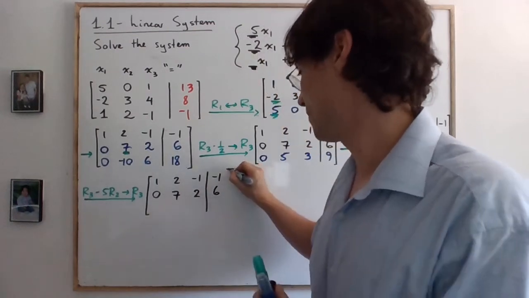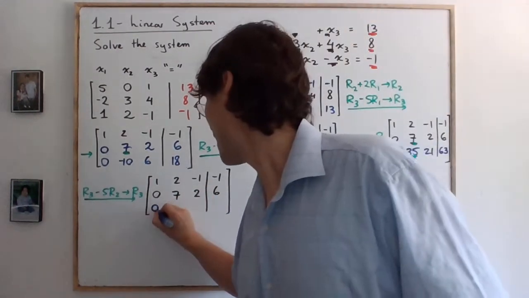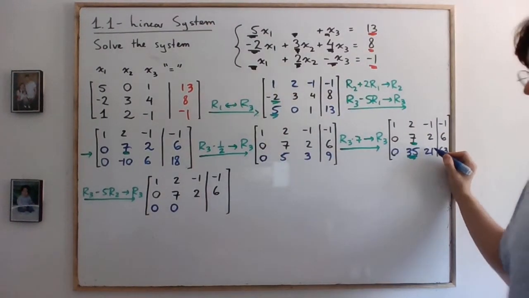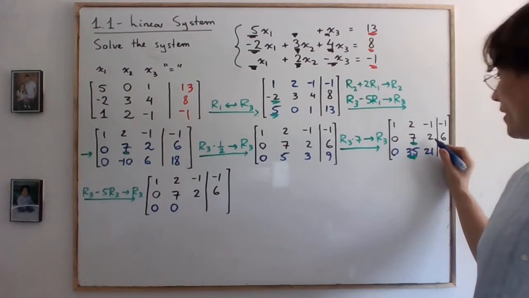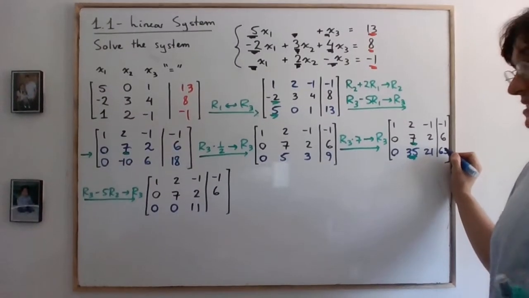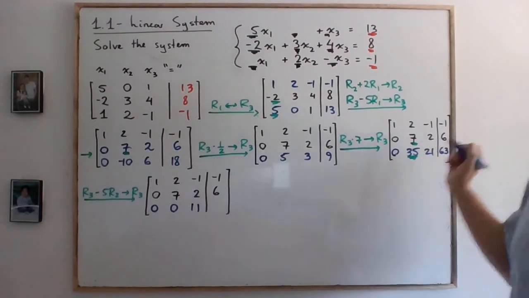And then here, what's changing? We have 35 minus 35, so 0, that's good. And then be careful here, these are the tough operations. 21 minus 10 is 11. And then we have 63 minus 30, so that's going to be 33.